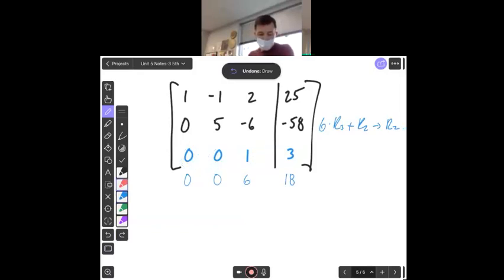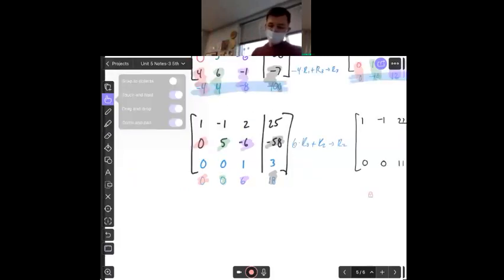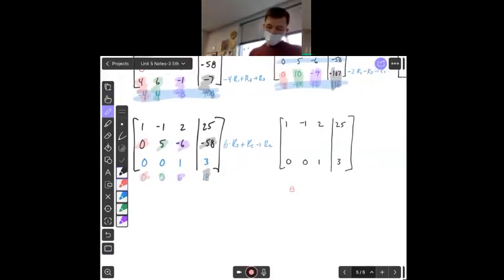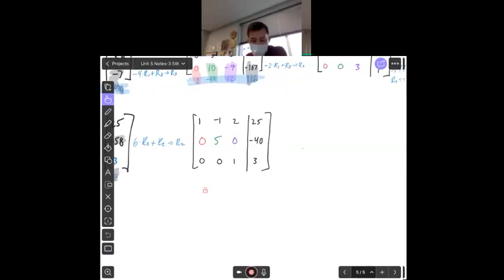Now I need to add across that space. Make sure I'm adding these two, these two, these two, these two, skipping that middle row with my eyes. So of course 0 and 0 is 0, 5 and 0 is 5, 6 and negative 6 gives me that 0 we wanted, and negative 58 and 18 give me negative 40. All right, so we got our 0.